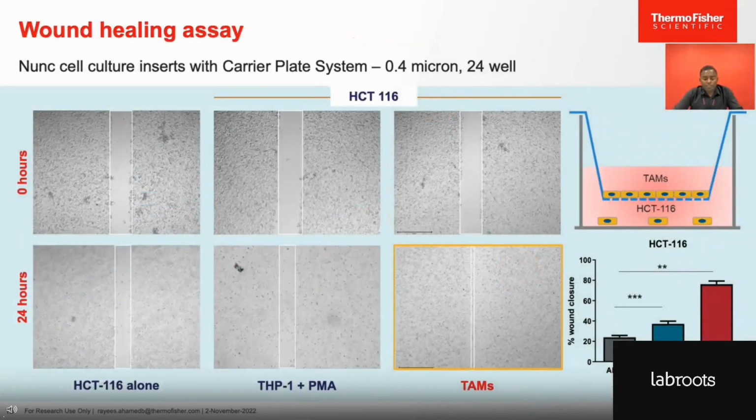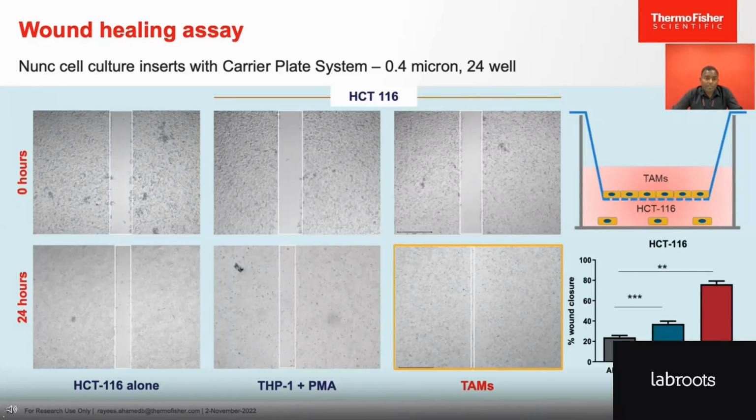So these tumor associated macrophages are seeded on the inserts and the colorectal cancer cells are seeded at the bottom well. So after they reach certain confluency, we made a scratch to create a wound, and the influence of tumor associated macrophages in the wound healing has been assayed here.